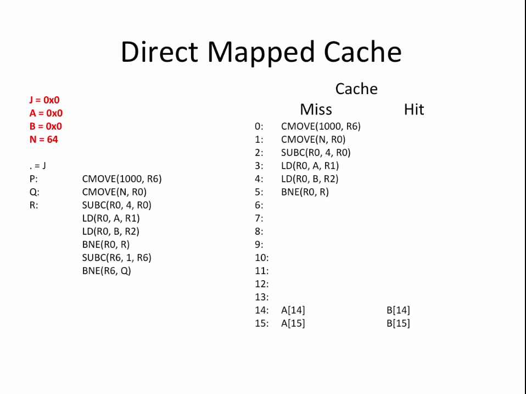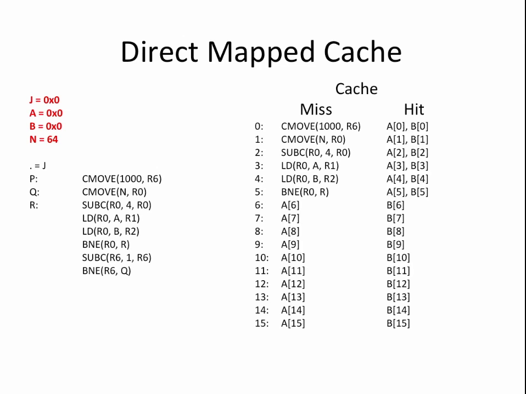A of 14, which maps to line 14 of our cache, results in a data miss because it is not yet present in our cache. So we bring A of 14 into the cache. Then, as before, when we try to access B of 14, we get a data hit because it corresponds to the same piece of data as A of 14. So in total, we have now seen 6 instruction misses and 2 data misses. The rest of the accesses have all been hits.